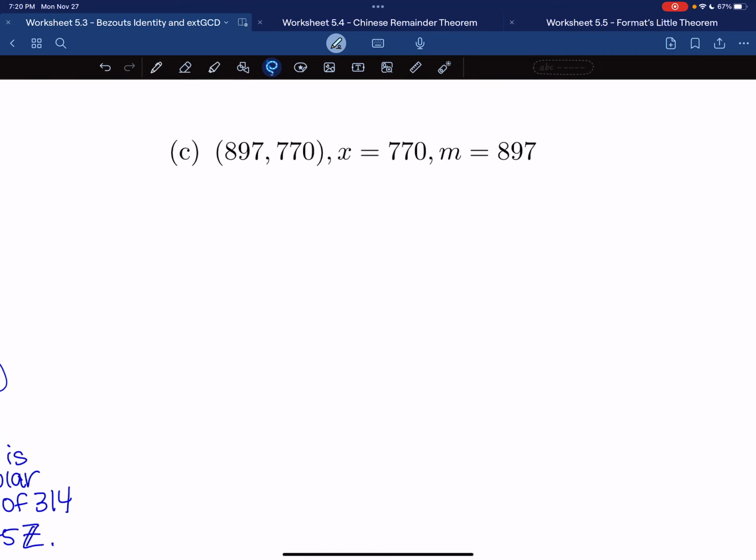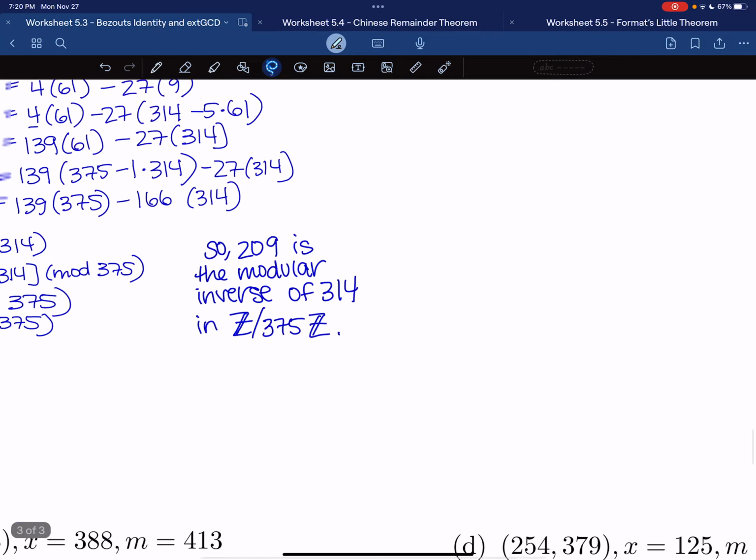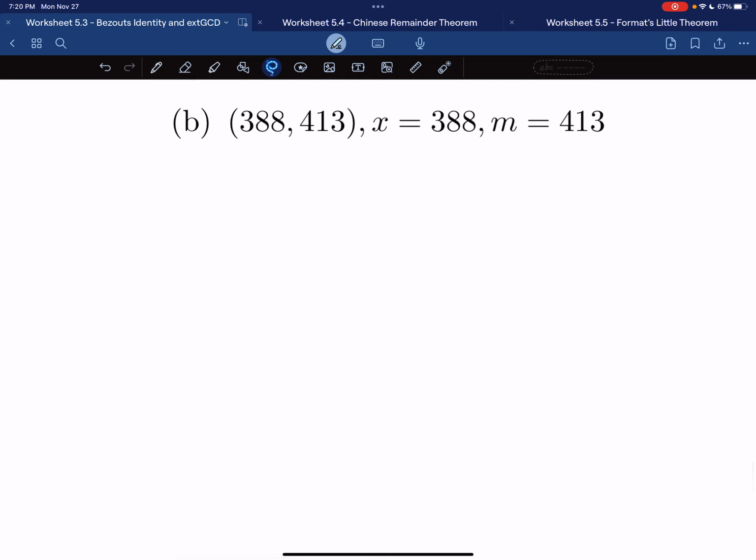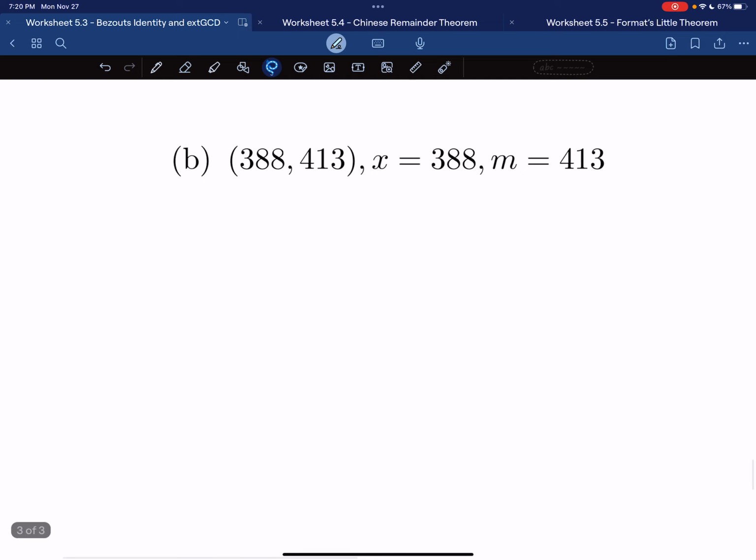Okay, so we're going to tackle another problem. I guess I'll go in order. I'll go down to B. And we're going to try to find the modular inverse of 388 mod 413.